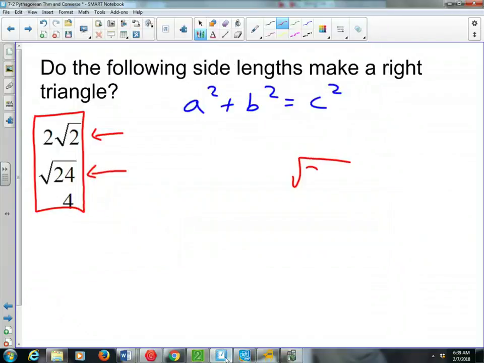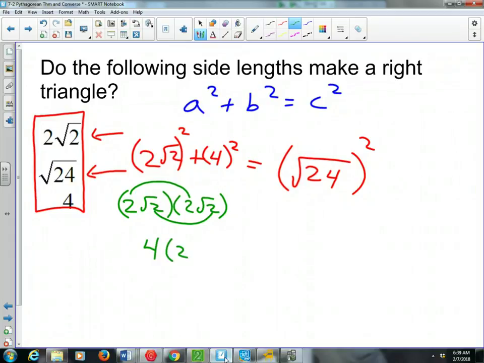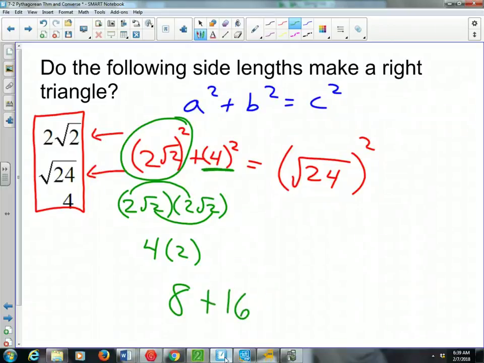So root 24 is going to be our c squared, and our a squared and our b squared are going to be 2 root 2 plus 4. So a squared plus b squared equals c squared. Let's see if the left side equals the right side, shall we? When we take 2 root 2 and square it, 2 root 2 times 2 root 2 is 2 times 2 is 4. Square root 2 times square root 2 is 2. So 4 times 2 is 8. So this number right here equals 8. And then 4 squared makes 16.